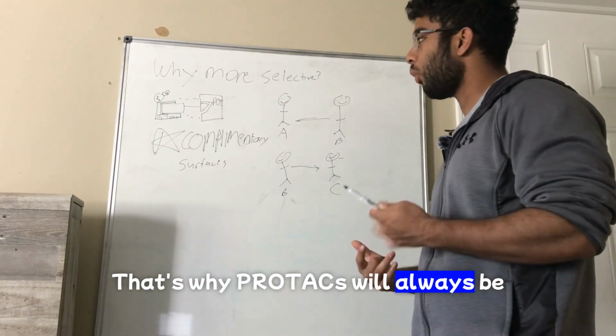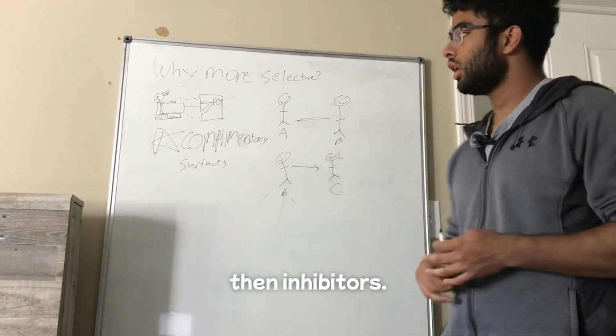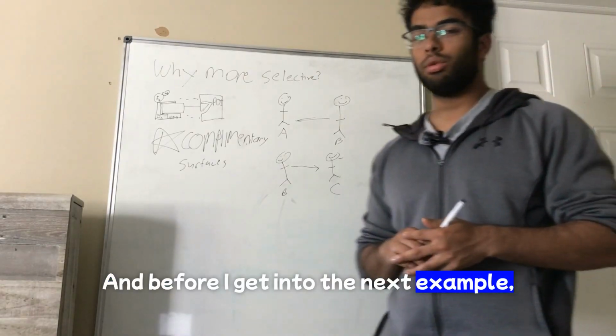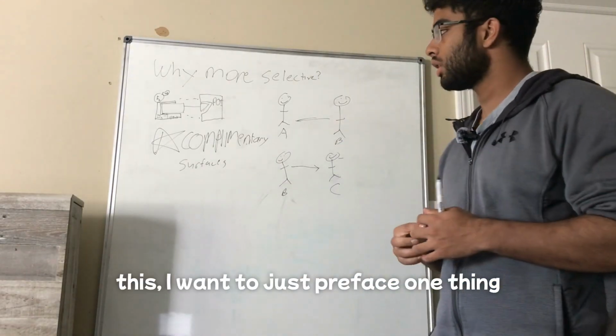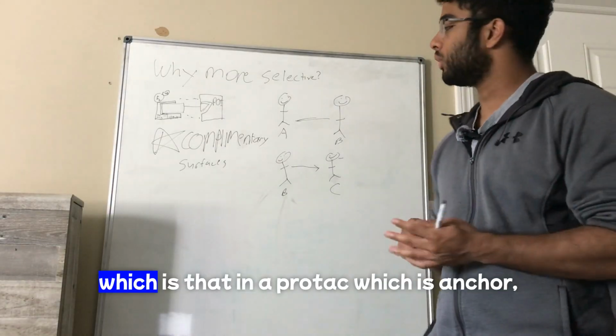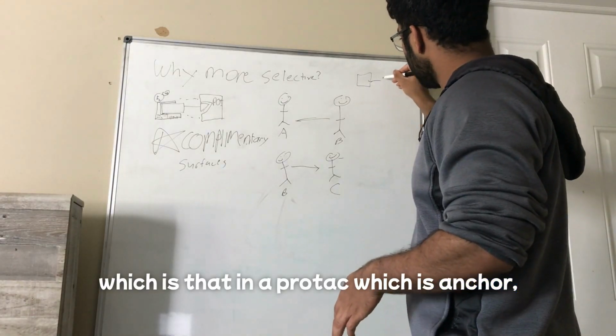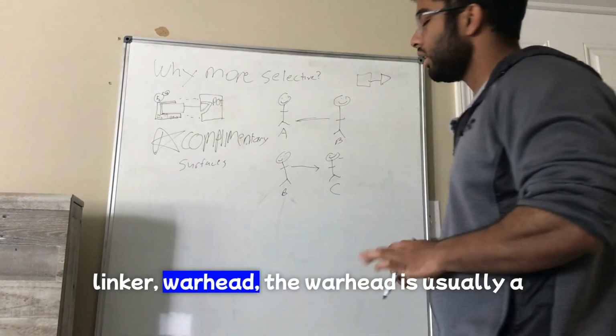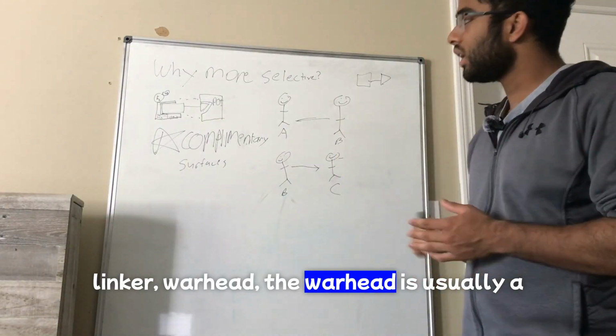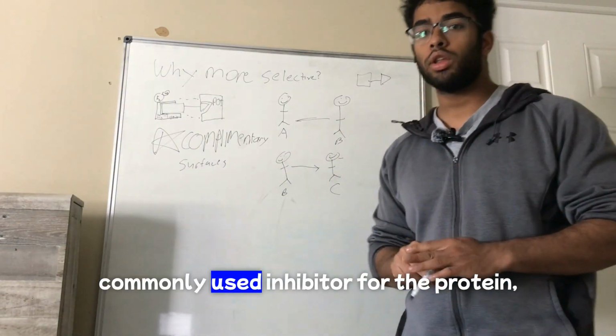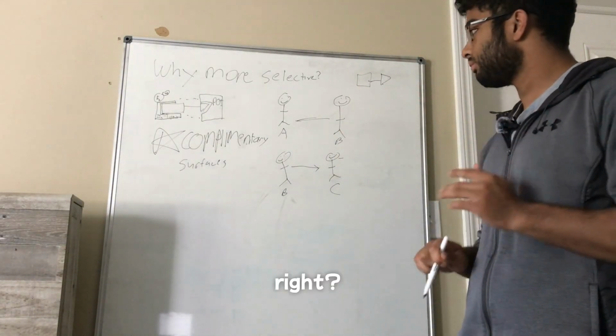That's why PROTACs will always be more selective than inhibitors. And before I get into the next example, which I think is a pretty cool example of this, I want to just preface one thing, which is that in a PROTAC, which is anchor, linker, warhead, the warhead is usually a commonly used inhibitor for the protein, right?